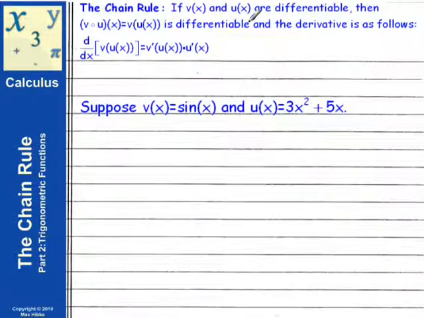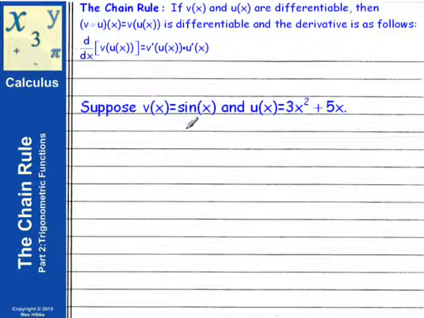Generally, remember what the chain rule says. If v of x and u of x are differentiable, then the composition, that is v of u of x, is differentiable, and the derivative is as follows. That is, the derivative of v of u of x is the derivative of v evaluated at the original inside times the derivative of the function that's inside.